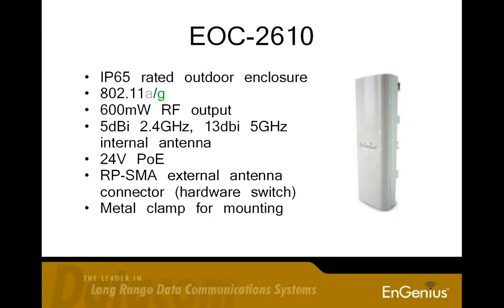The sister device is the EOC 5610. It can operate on either 802.11a or g, meaning it can also operate on the 5 gigahertz band instead of the 2.4. The antenna spec is slightly different. When using the 2.4 gigahertz band, the dual band antenna has a 5 dBi gain. When using the 5 gigahertz band, the antenna gives 13 dBi gain.